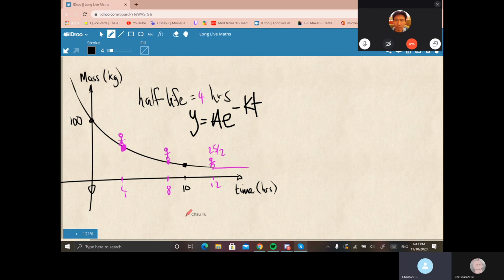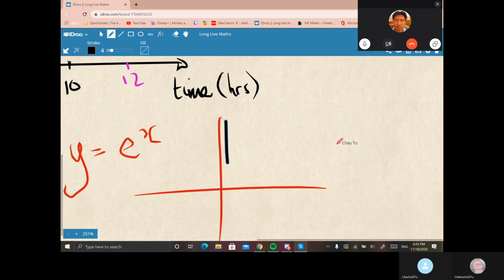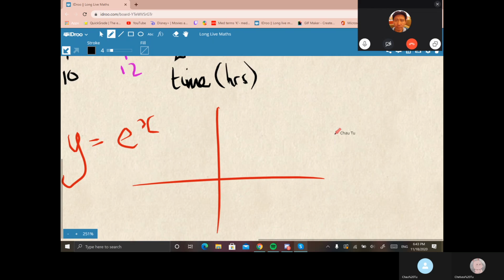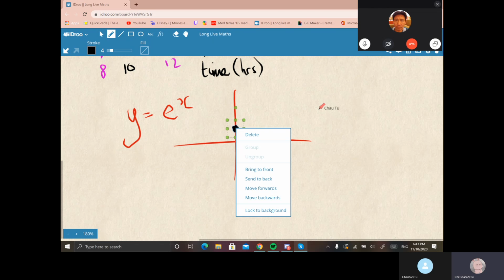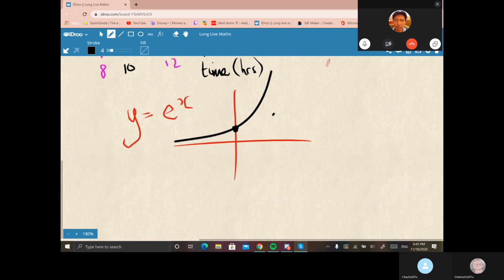If you draw a graph of y equals e to the power of x, what does that look like as a graph, Chelsea? Draw it. Is that e to the power of x? Wrong way. Is that e to the power of x? Wrong way. Actually, I can't remember. 0, 1. Yeah. And then what happens when I draw this graph?